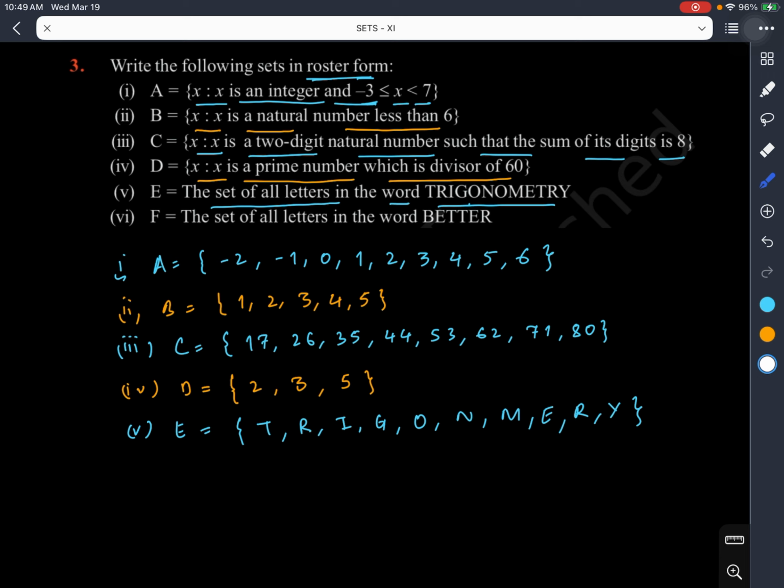So point to be remembered is that repetition of elements is always ignored.